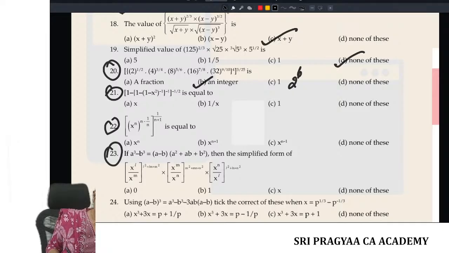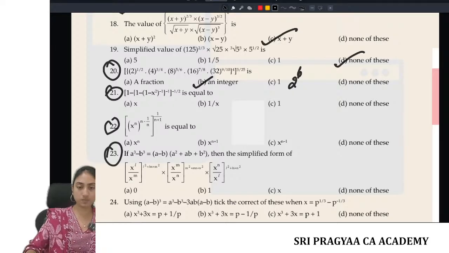x plus y to the power 2 by 3. I multiplied that by 6. x plus y multiplied by 4 by 3 won't come for you. Now x plus y raised by 2 by 3, if you multiply that by 6, you will get 4.